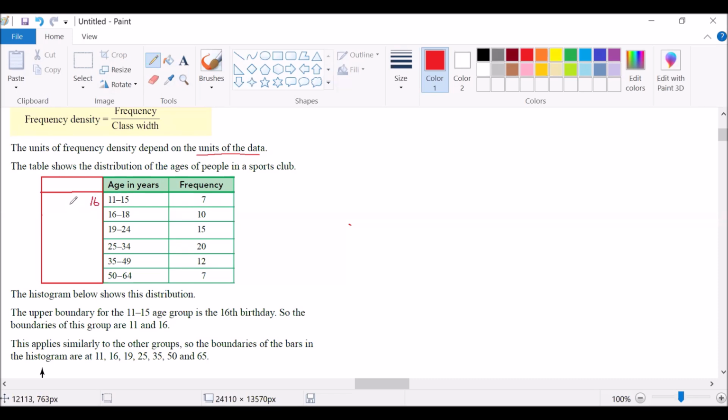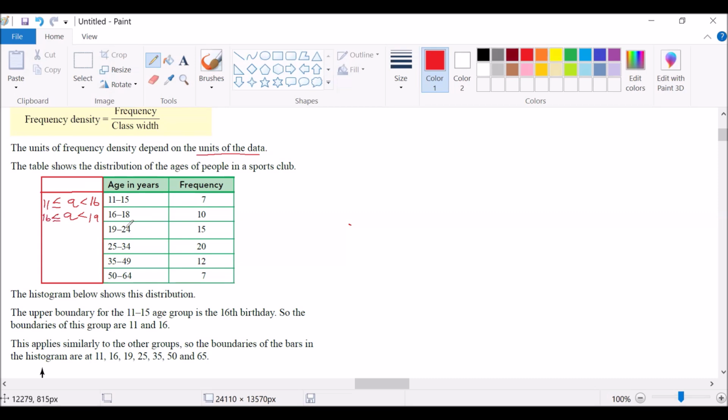This is because any age that is less than 16 falls in the 15 category, and the lower limit is less or equal to 11. So we are saying any age that is below 16 is 15 years. That is for the upper limit, and for the lower limit we have 11. For the next age group, the upper limit is 19. So we are saying any age that is less than 19 is 18. And the lower limit is 16.